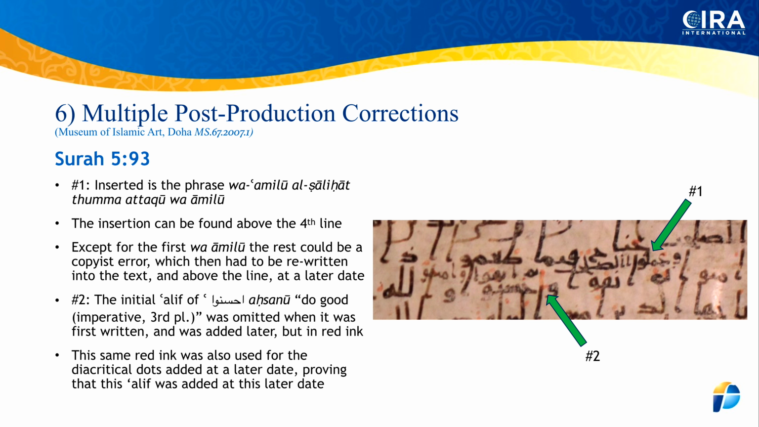The first one you're looking at, the green arrow over on the right, number 1. Go ahead and read what they've inserted there. They inserted wa-ʿamilū al-ṣāliḥāt thumma attaqū wa-ʿamilū. You can see it's found on the fourth line there, except for the first wa-ʿamilū. The rest could be a copyist error.